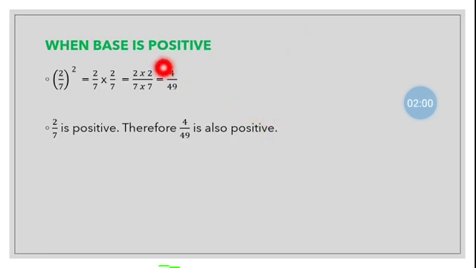When base is positive: 2 upon 7 raised to the power 2. So here we have to multiply 2 upon 7 how many times? 2 times, which equals 2 upon 7 into 2 upon 7, which equals 2 multiplied 2 times upon 7 multiplied 2 times. 2 into 2 equals 4, 7 into 7 equals 49. So the answer we got is 4 upon 49. As 2 upon 7 is positive, therefore 4 upon 49 is also positive.